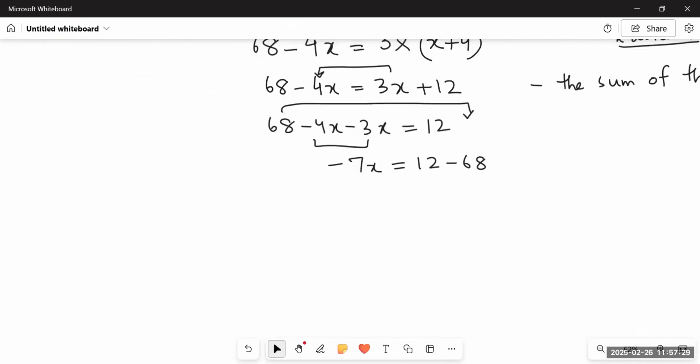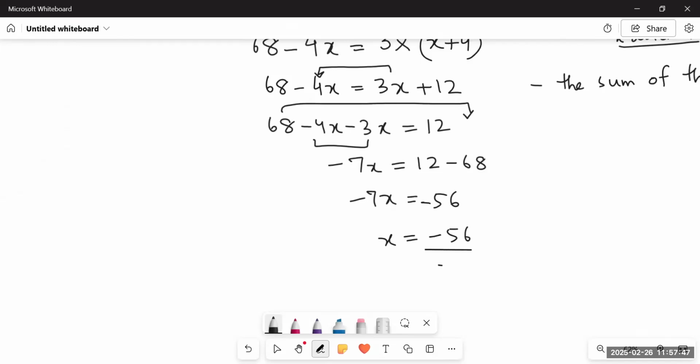Now I just have to solve it. So the answer would be minus 7x. 12 minus 68 would be 56, and the answer would be negative because 68 is greater and negative. And later on, x is equal to minus 56 upon minus 7. Minus minus cancel. 7 ones are 7, 7 eights are 56. So the final answer would be x is equal to 8. It means that number would be 8.